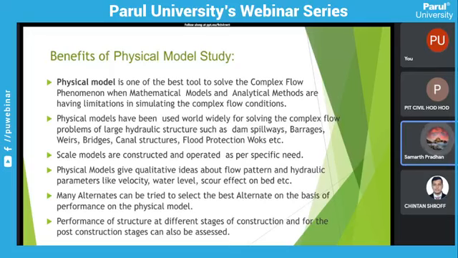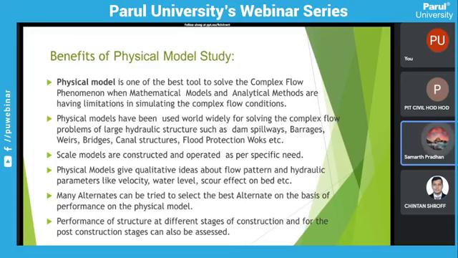For all those stages, what is the effect? Suppose you are going for a height of 90 meters, what will be the submergence? What is the effect on the upstream? What is the effect on the downstream in the surrounding area? All this was first studied on the physical model at GERI.